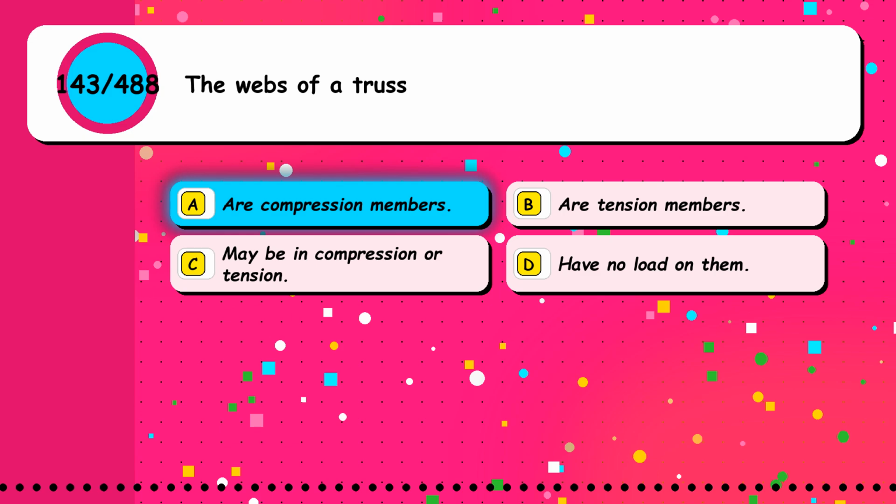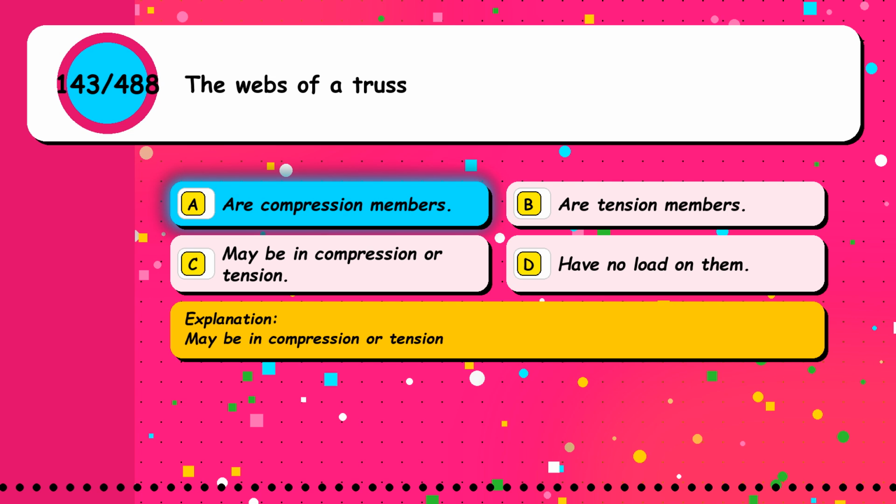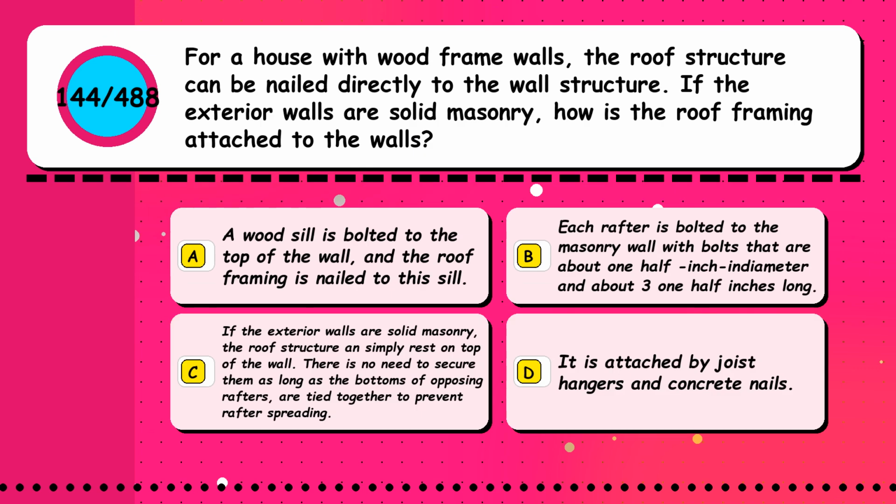The correct answer is option A. Are compression members. Question 144. For a house with wood frame walls, the roof structure can be nailed directly to the wall structure. If the exterior walls are solid masonry, how is the roof framing attached to the walls?